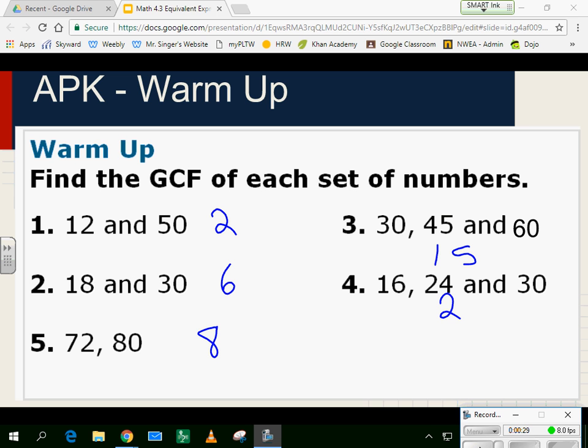2 of them probably threw you off, and you realized the only largest number they have in common is 2 with questions 1 and 4. For 2, 6 was the greatest common factor, for 3 it was 15, and for 5 it was 8. So I hope you got all those correct. If you did get all of them correct, give yourself a pat on the back. Now that your brain's warmed up, let's move on.